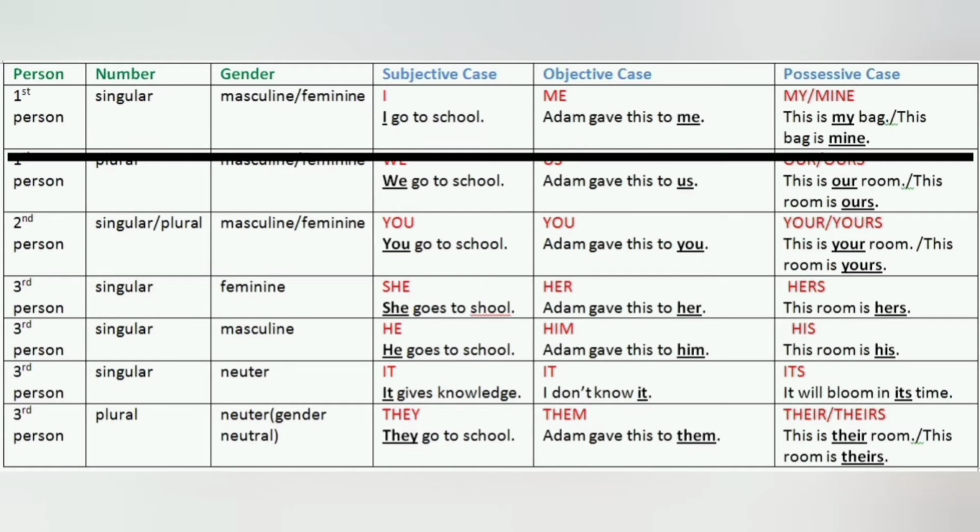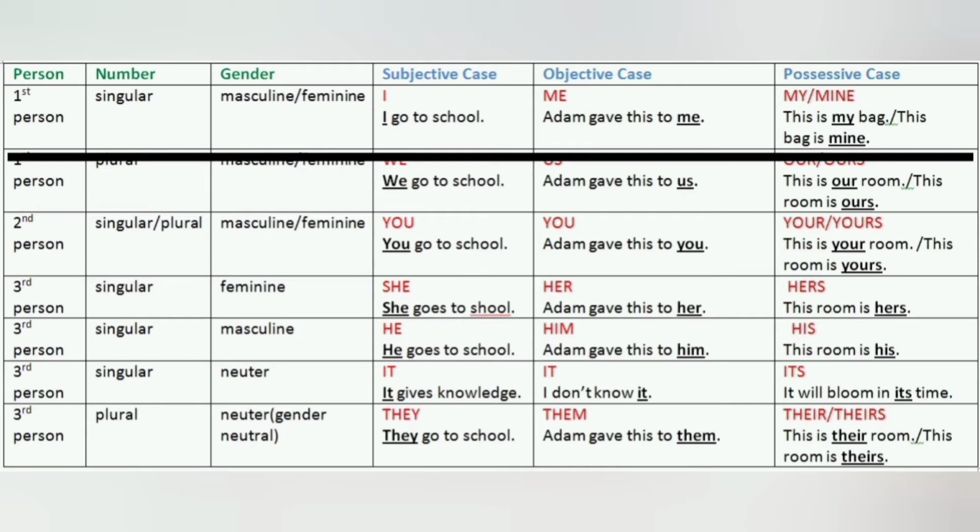For the first person, if that first person is singular and either masculine or feminine, we use I, meaning I is the doer of the action word, or I is the subject. So as a sample sentence, we have, I go to school. Now, if I am the object, meaning I am the receiver of the action word, we are going to use me. And as a sample sentence, we have, Adam gave this to me. So me here is the receiver of the action word gave, done by our subject who is Adam.